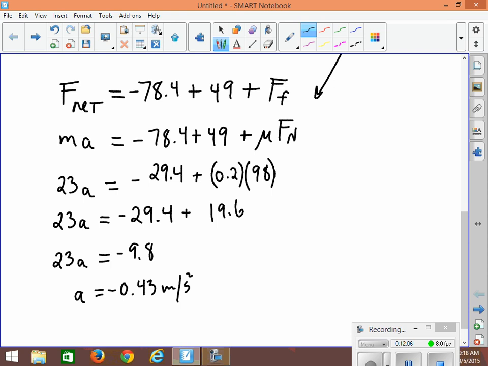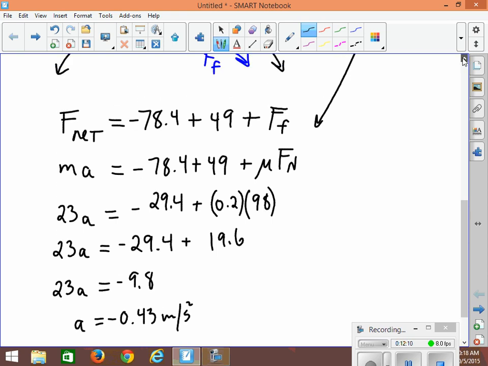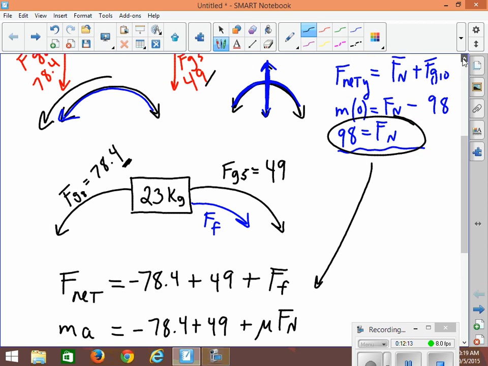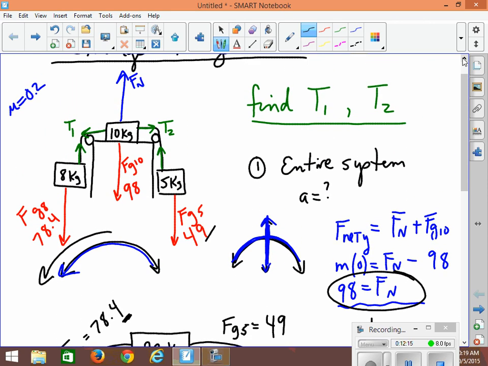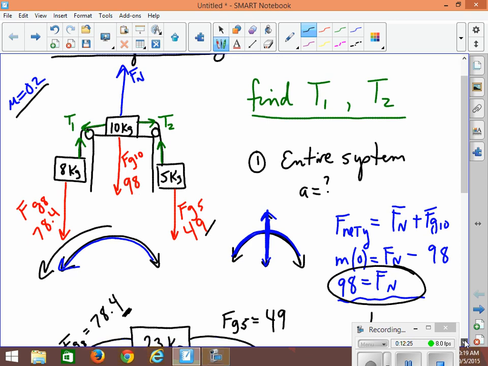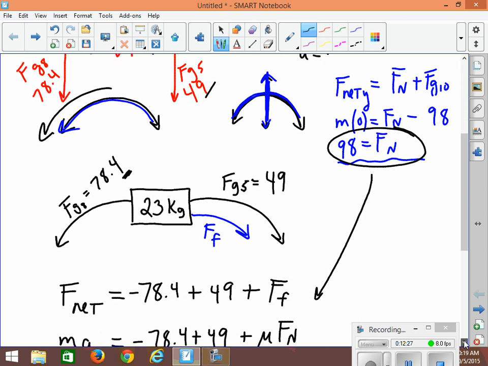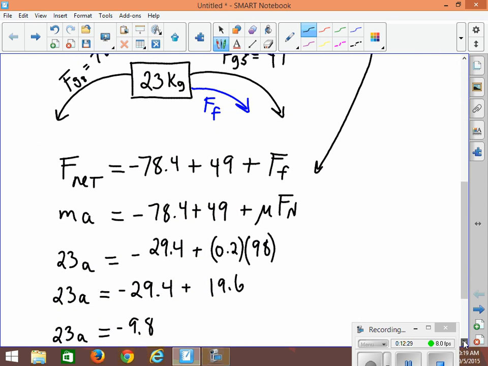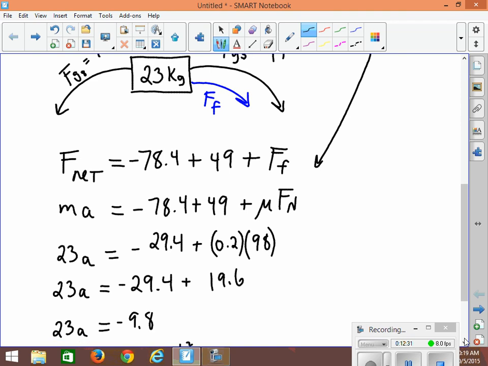Now, what I want to point out is a dangerous thing that could happen. I made the coefficient of friction fairly low, 0.2. What if that coefficient of friction was higher? And let's just pretend for a moment that it was 0.5. Let's look at what would happen to our math. I'll write it down beside here.